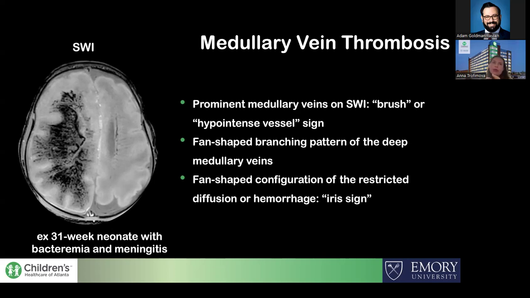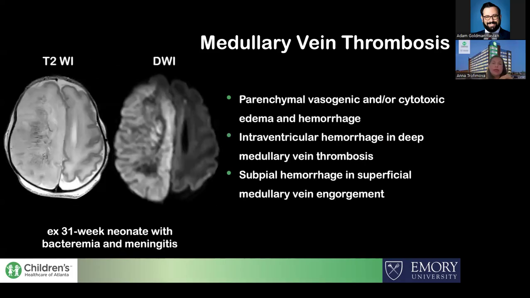And they have a very characteristic fan-shaped branching pattern that we can see on SWI, and corresponding to that there can also be a fan-shaped configuration of the restricted diffusion and hemorrhage, which is known as an iris sign. And accompanying that, as in this case, we can see pretty extensive parenchymal vasogenic or cytotoxic edema, a combination of both, as well as hemorrhage.